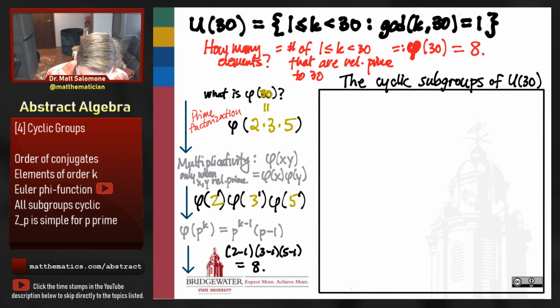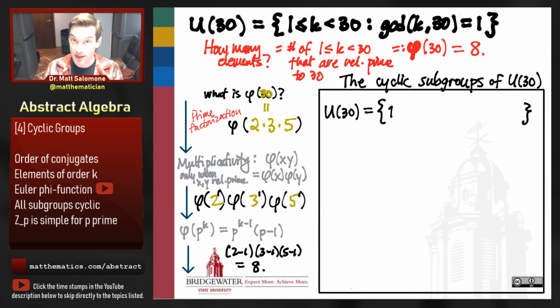All right, so the cyclic subgroups of U30. Let's figure out what are the elements of U30 first. What are all of the numbers less than 30 that are relatively prime to 30? So of course 1 is always going to be an element. 1 is relatively prime to 30. And 29 likewise. 29 is relatively prime to 30. Since 30 has 2s, 3s, and 5s in it, 2, 3, and 4, and 5, and 6 are not going to be a part of my group, but 7 will.